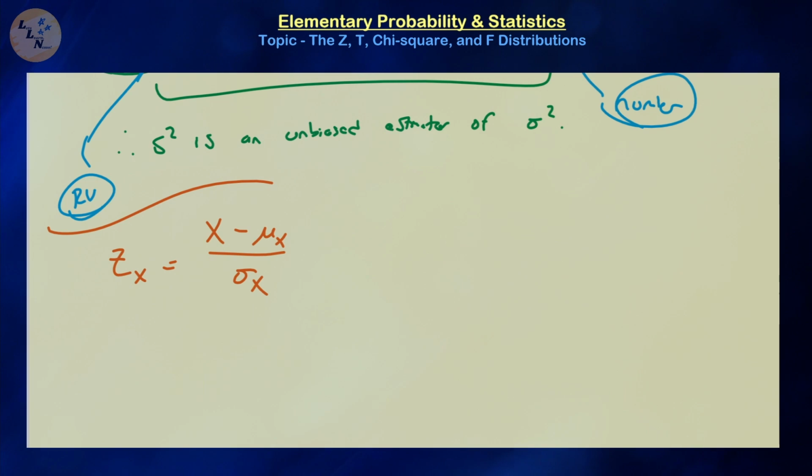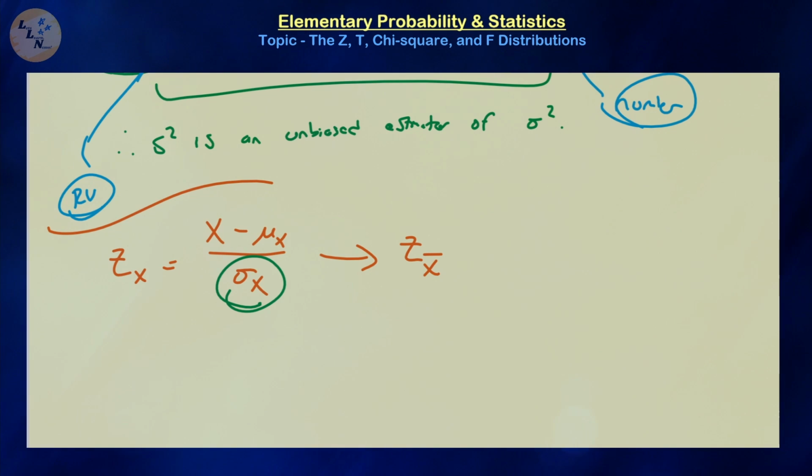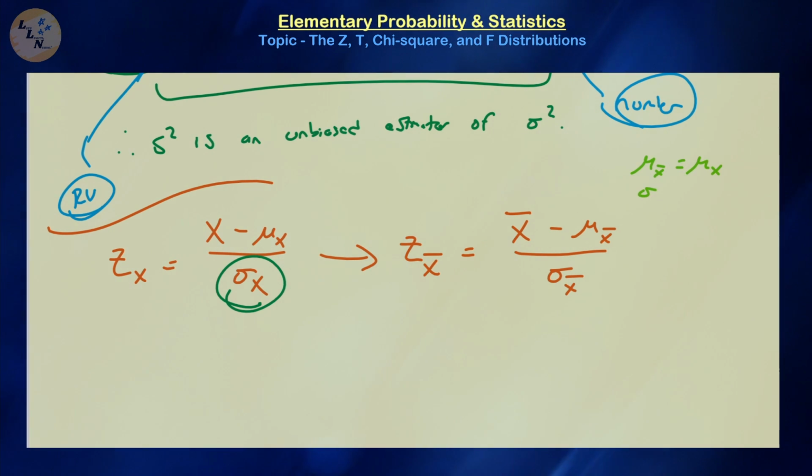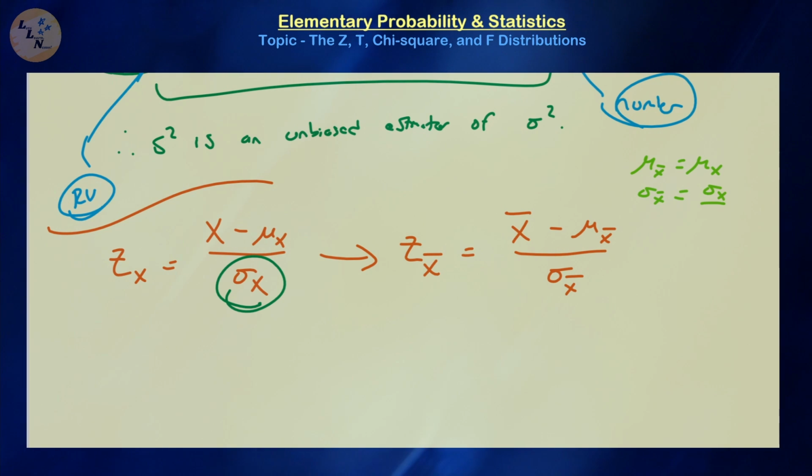But what if we do not know what x is? Well, also keep in mind that we can actually rewrite this in terms of the z-score for the sample mean. So if we're interested in the z-score for the sample mean, that's just going to be equal to the sample mean minus the mean of the sample mean divided by the standard deviation of the sample mean. Now, we've already proven at the beginning of this discussion that mu x bar was the same as mu x, and sigma x bar was the same as sigma x divided by the square root of m.